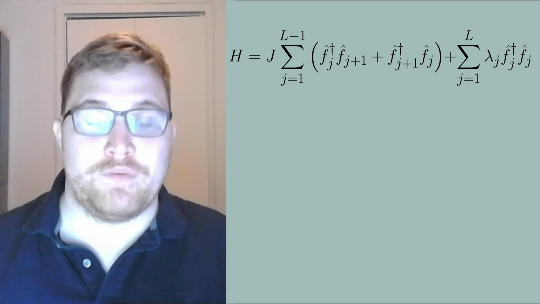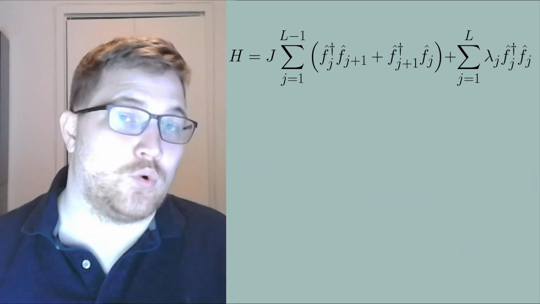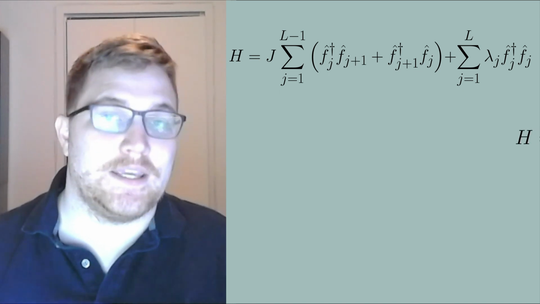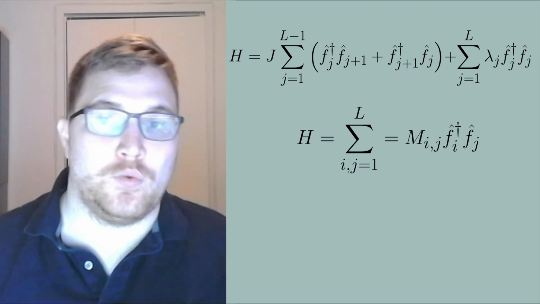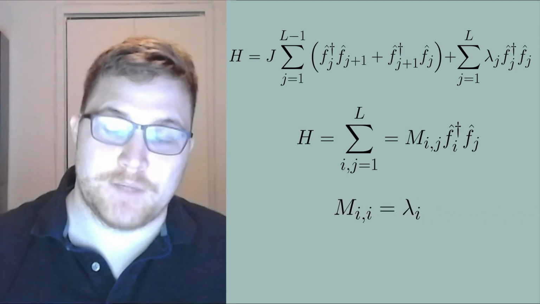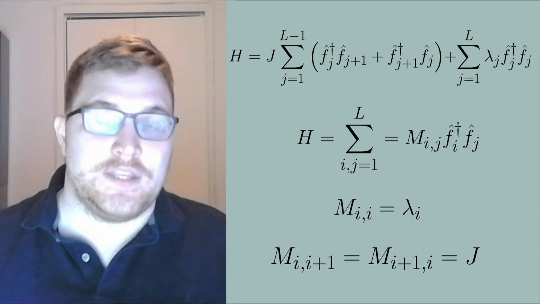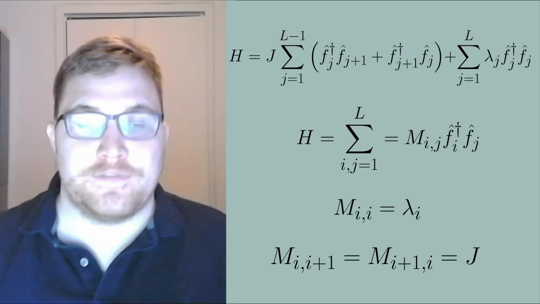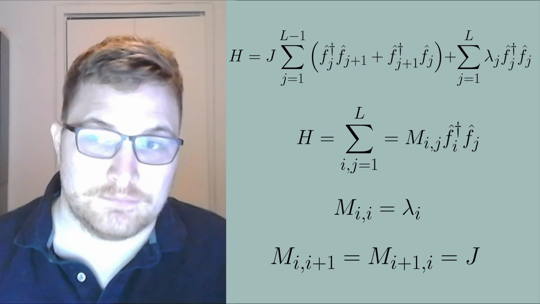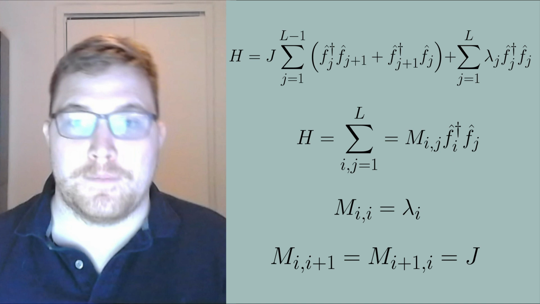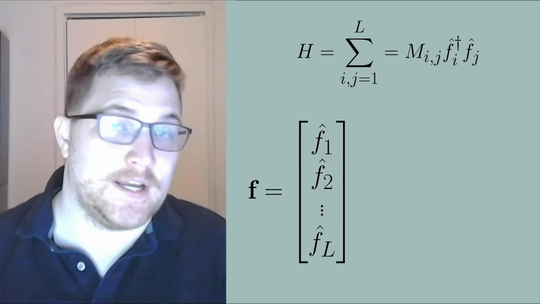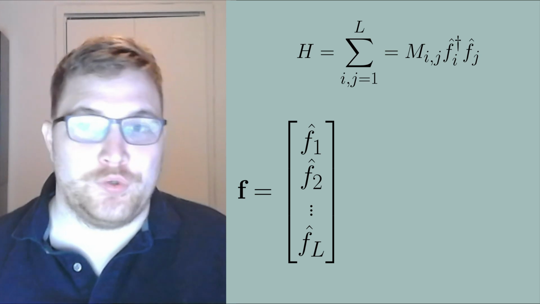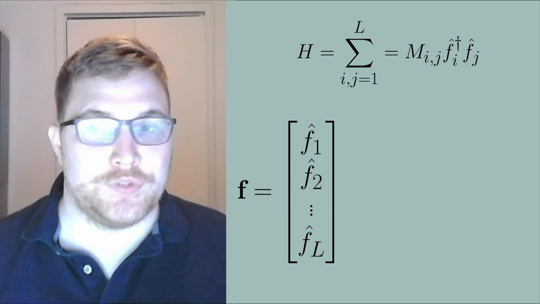First, we will rewrite our Hamiltonian in a more compact form, writing it as the following, where M is a matrix where on the diagonal we have all the lambda subscript i's, and on the immediate off diagonal it is filled with the parameter J. All other entries are 0. From here, it might be fun to define the column vector of our annihilation operators. So with these two ingredients, we can rewrite our Hamiltonian in the following expression.